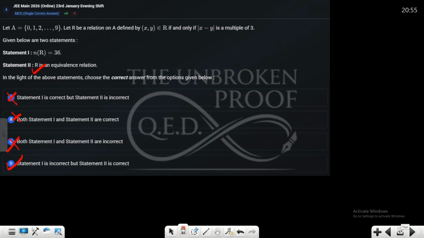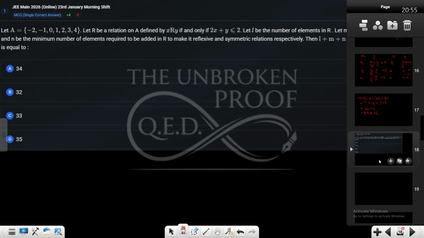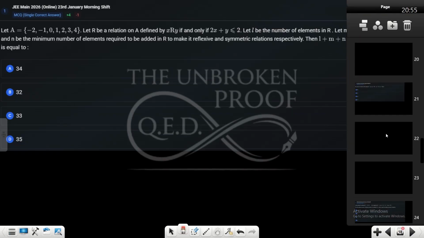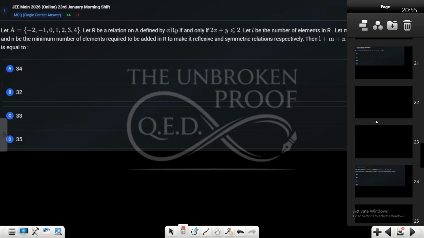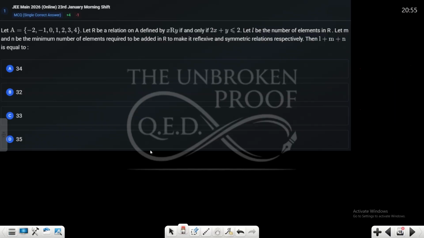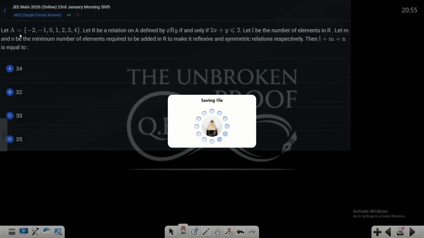Okay, now let us move on to the next question. How many are left? 1, 2, 3, 4, 5, 6. Okay, come on, let us do the fifth question. The fifth question says that A is equal to minus 2, minus 1, 0, 1, 2, 3, 4.